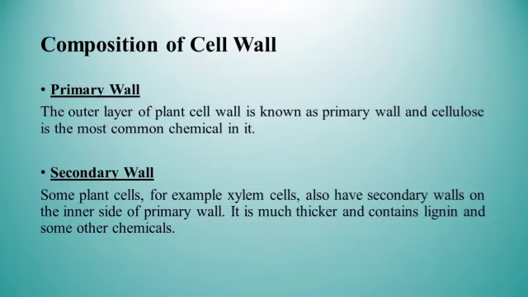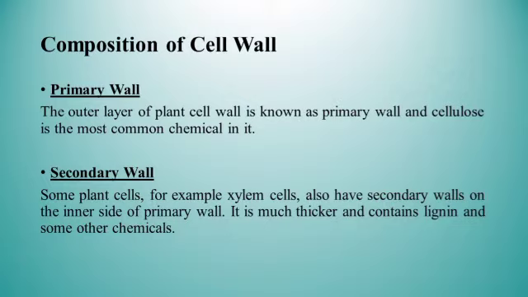Now we will talk about the composition of cell wall, कि cell wall बनती किस तरह से है. तो जब हम cell wall की बात कर रहे हैं तो we are not going to say that it is a single layer. ये बिल्कुल single wall नहीं होती. The outer layer of plant cell is known as primary wall. जो outer layer होती है उसको हम primary wall कहते हैं, और cellulose जो है वो उसके अंदर most common chemical होता है. And now what is secondary wall?